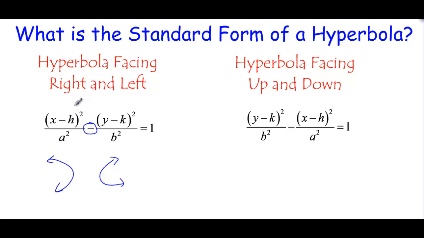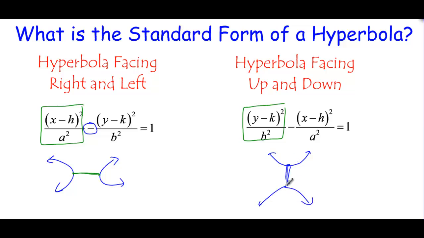So how do we know which way it faces? We look at what is positive, or in standard form, what comes first. If the x value comes first, that means our vertices are left and right, and we have what we call a transverse axis that's left and right, which means our hyperbola is left-right. If our y value is the positive one, that tells me my vertices go up and down, my transverse axis is up and down, which means my hyperbola goes up and down. Then we're going to go through some examples once we practice putting our equations into standard form.